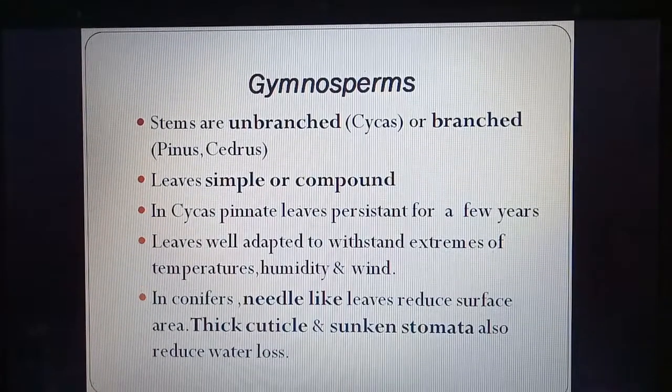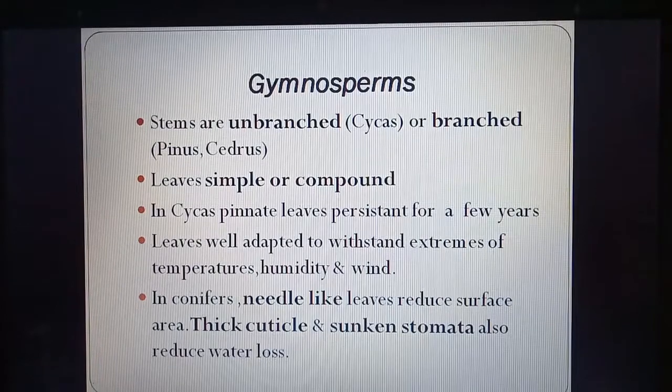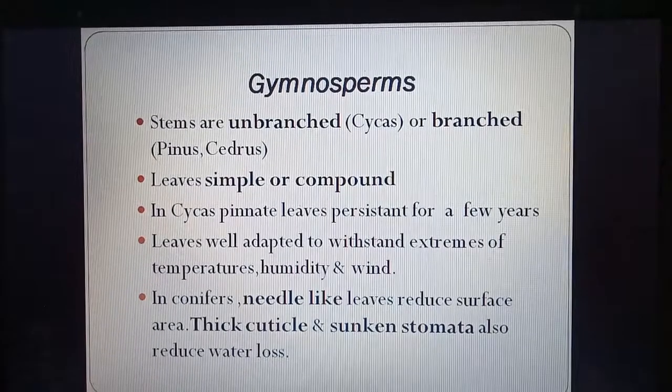Leaves are well adapted to extreme conditions. So they can survive in extreme conditions like temperature, humidity and wind. In some plants like conifers, needle-like leaves are there. So leaves have become needle-like, so they reduce the surface area. So transpiration or loss of water cannot take place. The cuticle is also thick. So the leaves are covered by a waxy layer called cuticle, and the stomata are sunken. So the stomata are not on the surface, but they are in a certain depression in the surface, so that water is not lost.